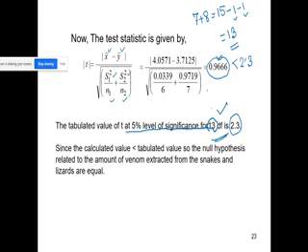So if it is less, then we accept H0. So in this problem, our H0 gets accepted. Okay, our H0 gets accepted. That means the amount of venom produced by snakes and lizards does not differ significantly.